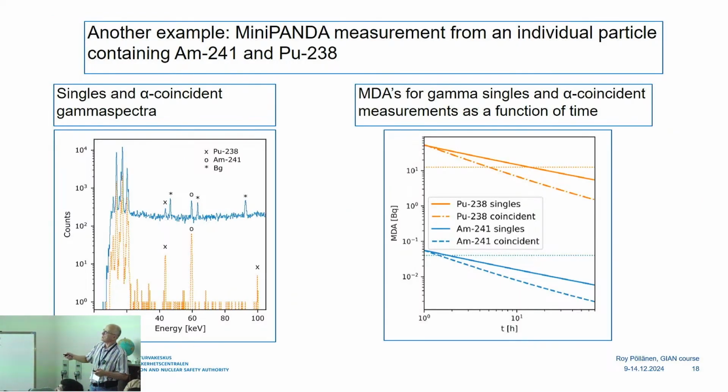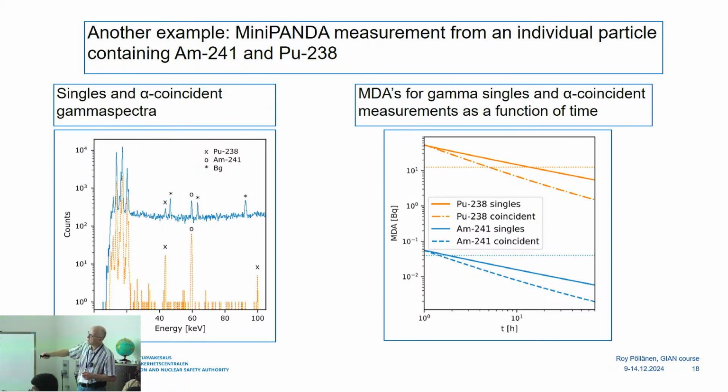So another example from a miniband measurement from an individual particle containing americium and plutonium. This is in the low energy part of the spectrum. This is the raw spectrum, the blue one. And now this spectrum here is the alpha coincident gamma spectrum.